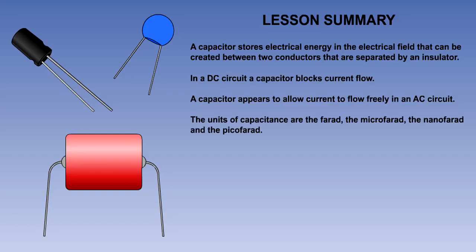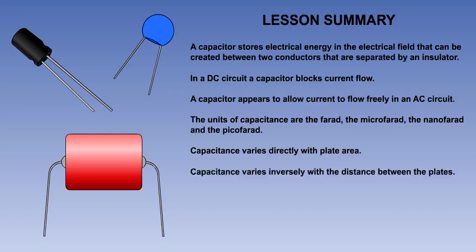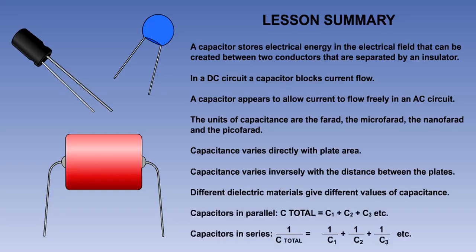The units of capacitance are the farad, the microfarad, the nanofarad, and the picofarad. Capacitance varies directly with plate area. Capacitance varies inversely with the distance between the plates. Different dielectric materials give different values of capacitance. Finally, the formulas for calculating the total capacitance for capacitors connected in series and in parallel are on the bottom of the screen.